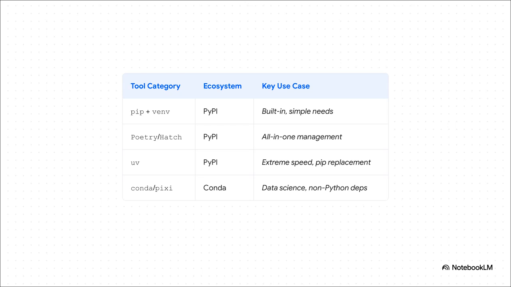So to cut through that noise, let's just map it out. You've got your basics, pip and venv, which are built right into Python. Then you've got these all-in-one project managers, like Poetry and Hatch. And now there are these new players that are getting all the attention. Uv, which is all about pure, mind-blowing speed, and Pixi, which serves the very specific needs of data science.